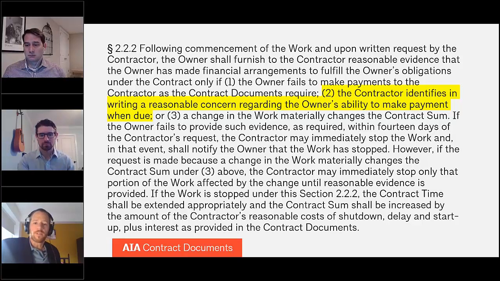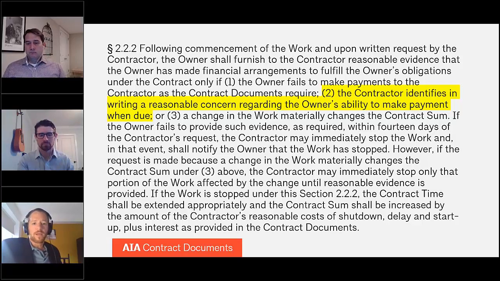Yeah, no, very good point. And it's a good way of pointing out that the contractor's right to request this kind of information is much broader before they start work. So if you want to know these kinds of things, it's good to think ahead and request it before they actually start work, so you don't have to cross some threshold of what is a reasonable concern.